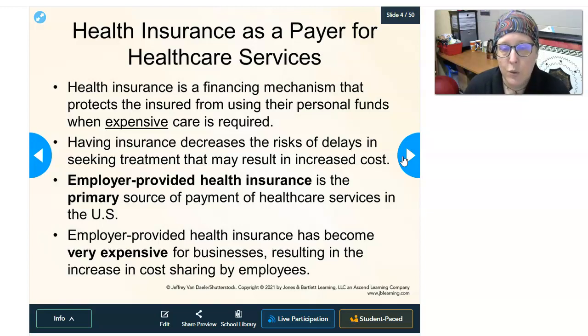The main source of health insurance is employer-provided health insurance, and it's the primary source of payment of healthcare services in the U.S. But employer-provided health insurance has become very expensive for businesses, and that results in the increase in cost sharing by employees, meaning that they're having to pass some of these costs on to their employees, and their employees' premiums for their health insurance are all going up.